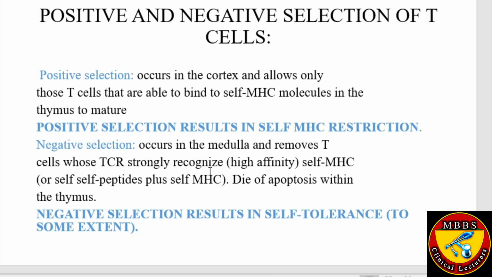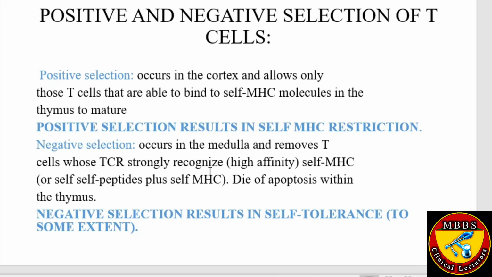It has two processes. The first one is clonal deletion. What is clonal deletion? Those CD4 and CD8 positive cells having antigen receptors for self proteins are killed by the process of apoptosis, and this is called clonal deletion. The removal of these self-reactive cells is called negative selection.